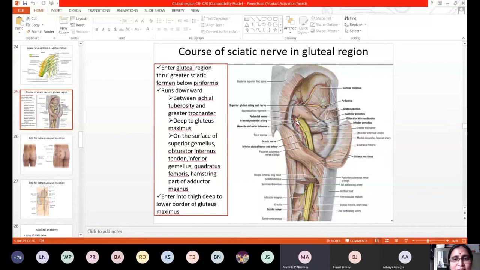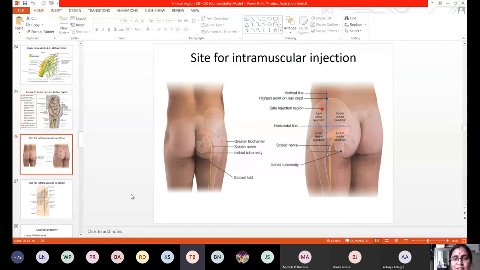Greater sciatic foramen. And then it passes upward or downward? Downward. Deep to which muscle? Gluteus maximus. On the surface of how many muscles? Three muscles.